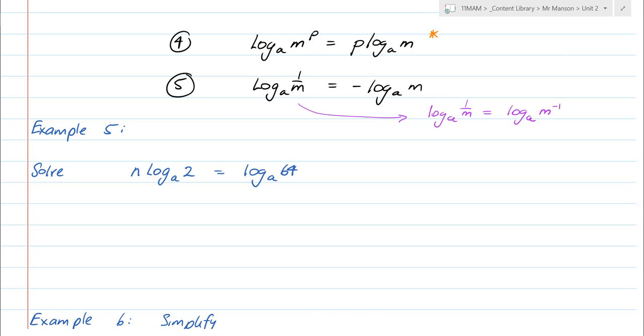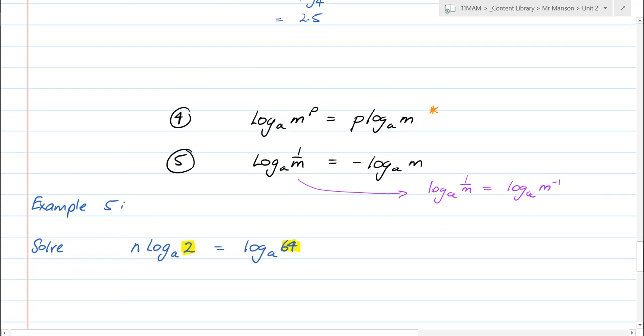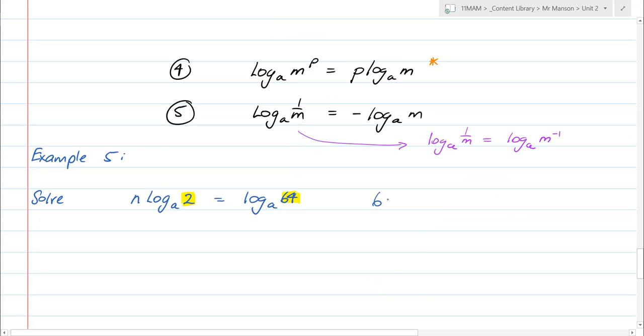But what we can do here is we can equate the 2 and the 64, and we can recognise that 64, what have I been doing up here? 64 is equal to 2 to the power of what? Any takers? 6, good. 2 to the power of 6. So get used to those numbers that pop up, powers of 2, powers of 3, powers of 5, and be able to get to them quickly.